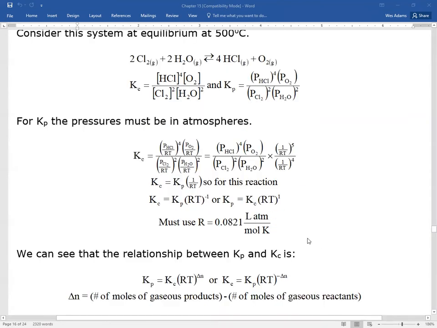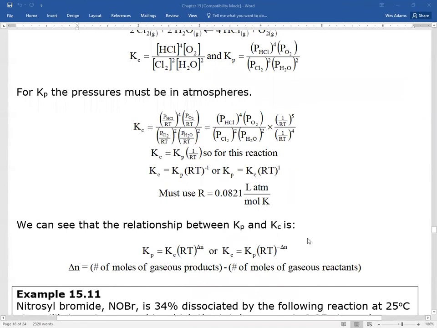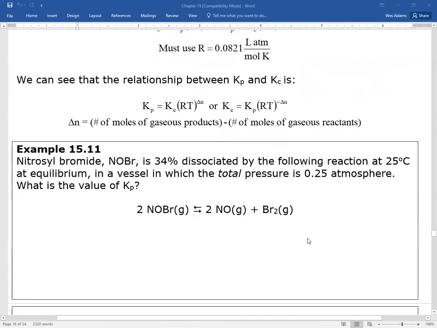So in general, we can say that Kp equals Kc times RT raised to the delta n power, where delta n is the difference in the number of moles between the products and the reactants. So it's going to be gaseous moles of products minus gaseous moles of reactants, or Kc equals Kp times RT raised to the negative delta n power. Either way. So we'll start off working a problem that's just a basic Kp problem, then we'll work one where we do the interconversion.